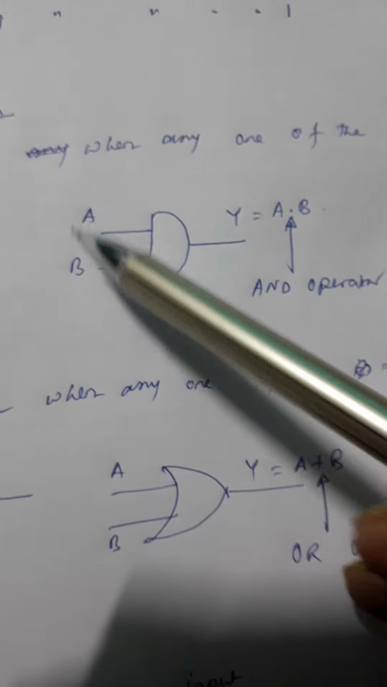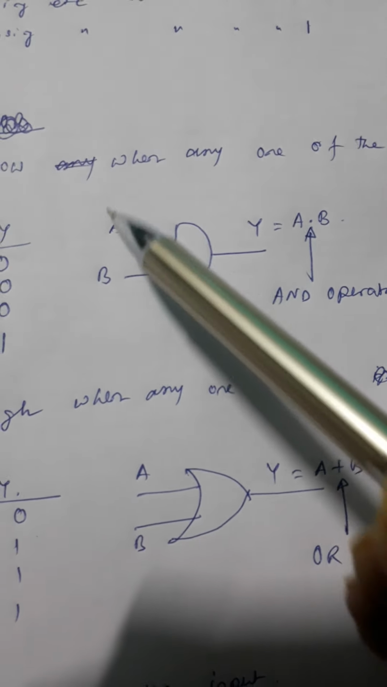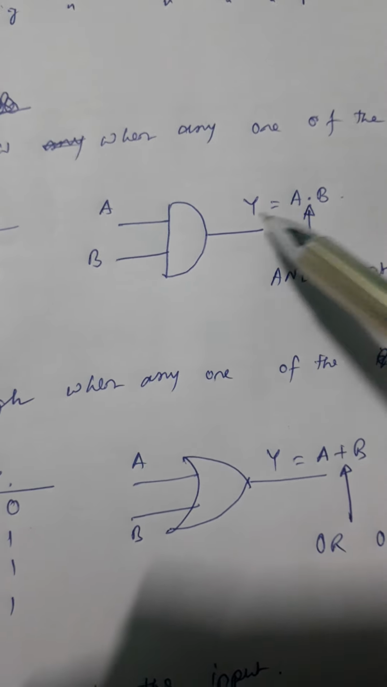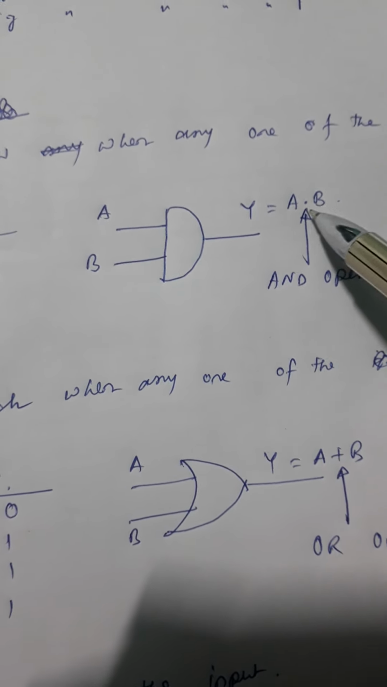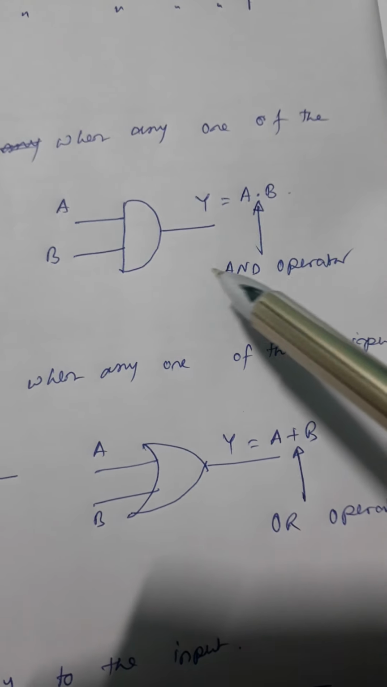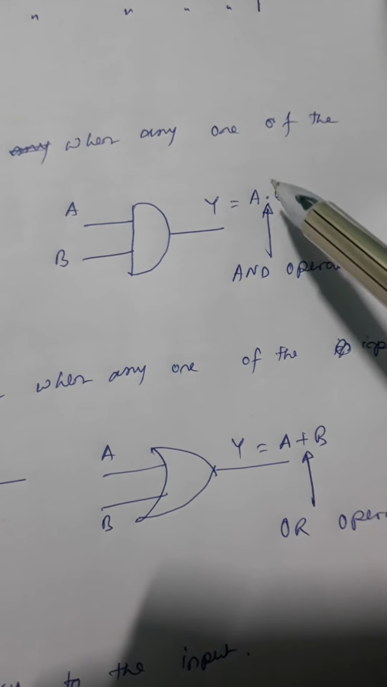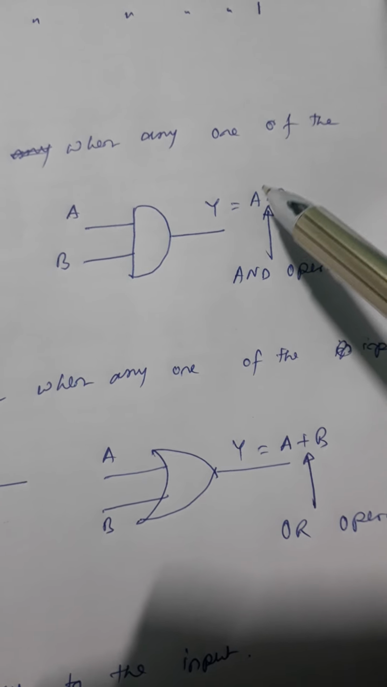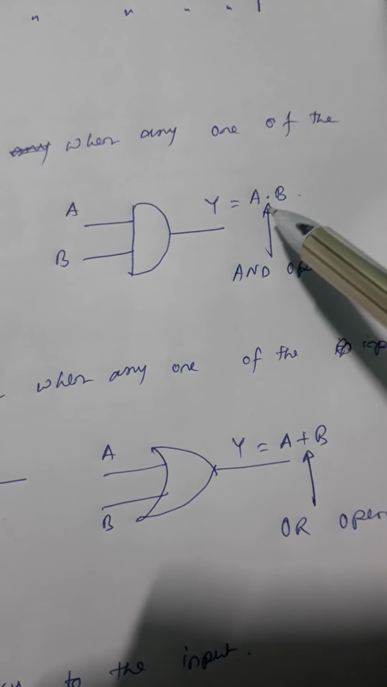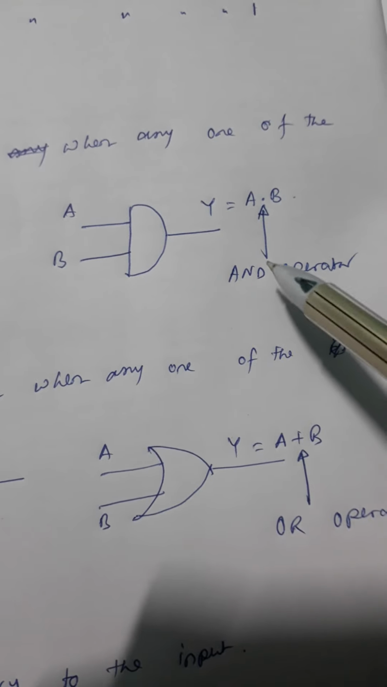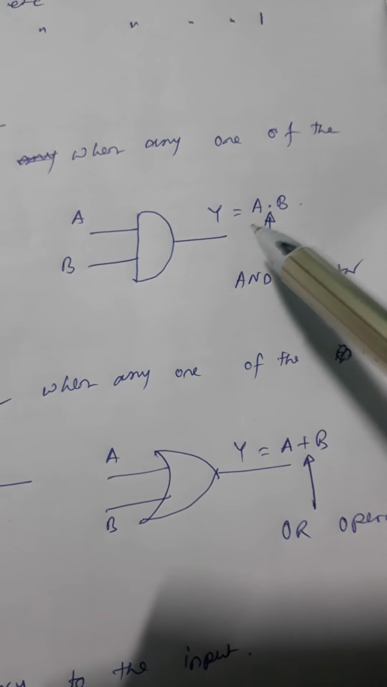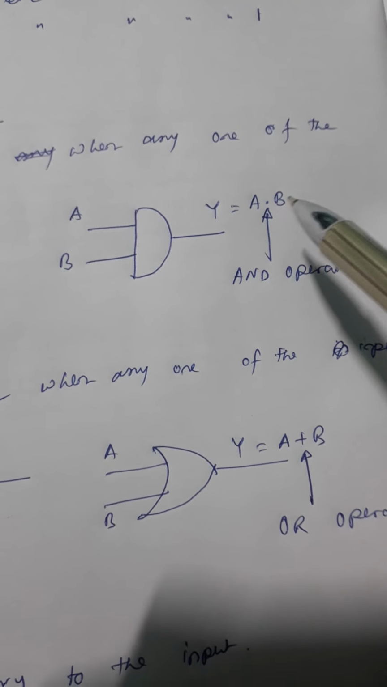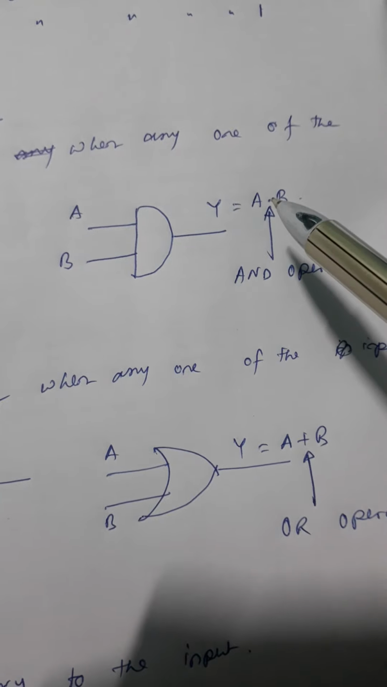Fine. So this is the symbol of the AND gate, if you can recall. Two inputs A and B, so y is equal to A dot B. Now this dot is acting as the AND operator here. This is not arithmetic multiplication. This is the AND operation, so you should read this as A and B. Fine.